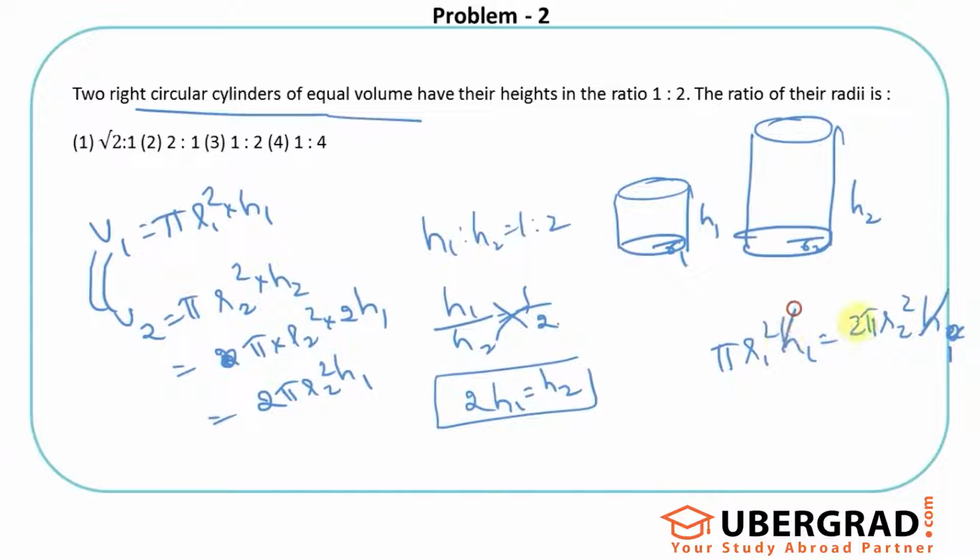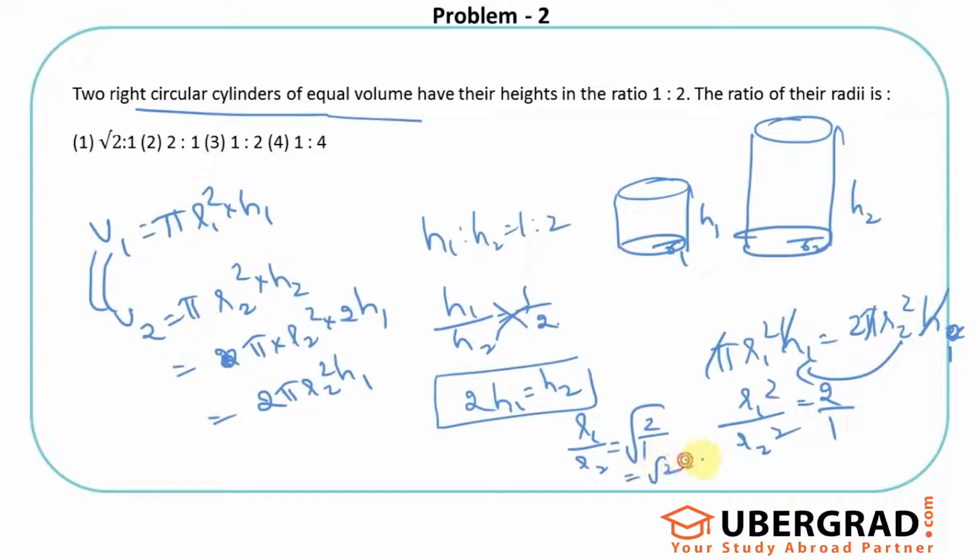They get cancelled out, pi gets cancelled out, r1 square by r2 square. R2 square comes this side, is 2 by 1. R1 by R2 is root of 2 by 1, that is root 2 is to 1, which is the first option. Right? Again, what did we do? All we did was just use the volume formula for both cylinders and then equate them and get the ratio that is being asked.